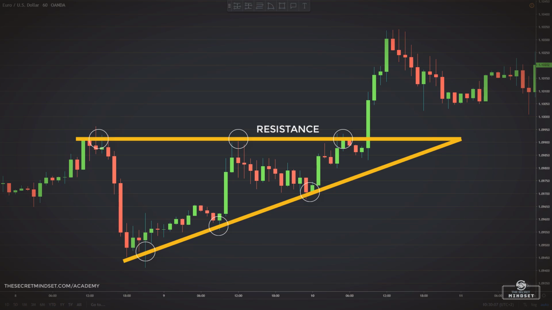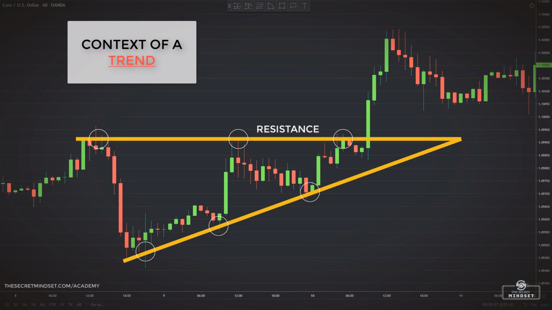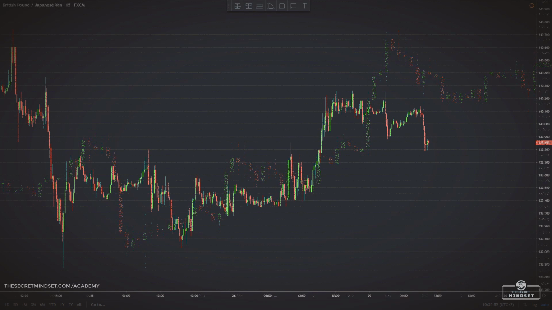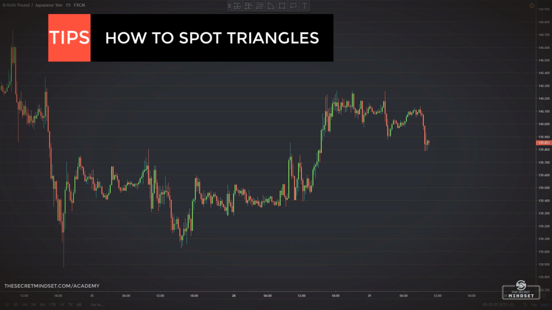Now, all continuation patterns need to have a context of a trend. In the case of the bullish ascending triangle, we need to have a previous uptrend to support the breakout. Now that you learned how the ascending formation looks like, I want to share with you several important things that I've learned from trading with bullish triangles.